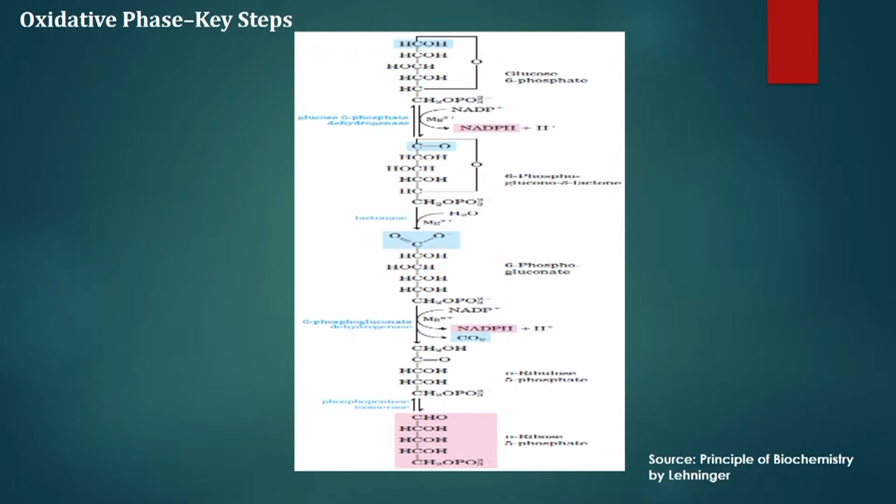Now, ribose 5 phosphate is important because it is the precursor for the nucleotides, and nucleotides are the precursor for nucleic acids, DNA and RNA. So that means this pathway has a role in nucleotide biosynthesis, and nucleotides are known to form the nucleic acid. So this is one important significance.